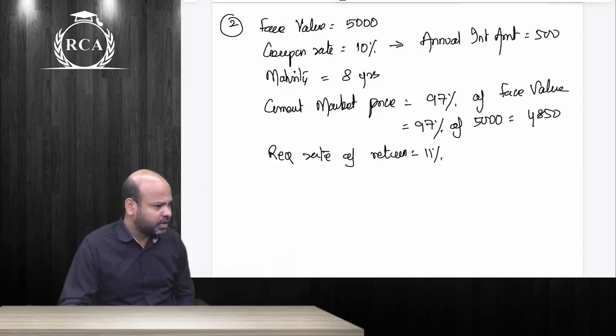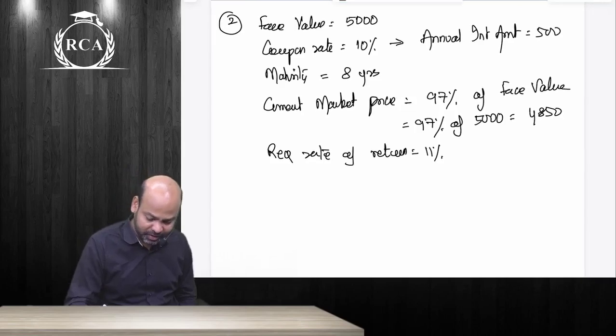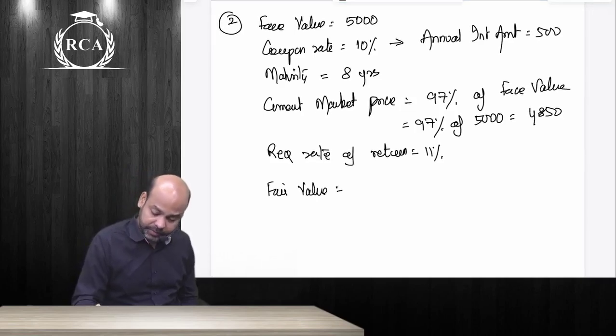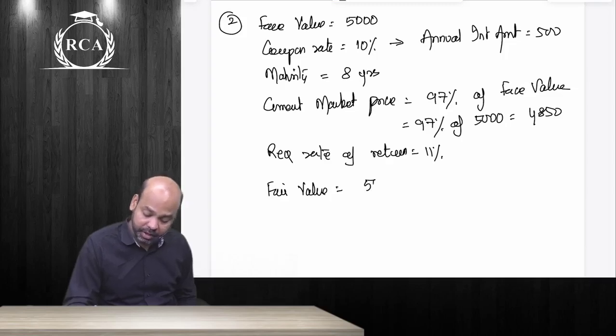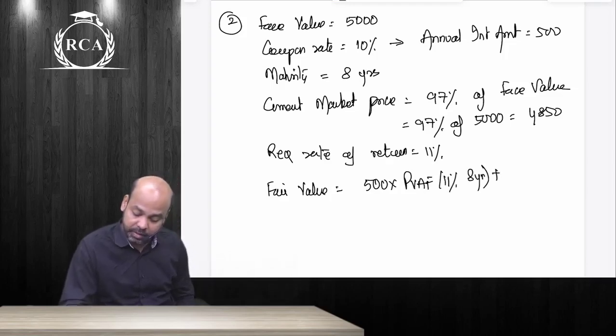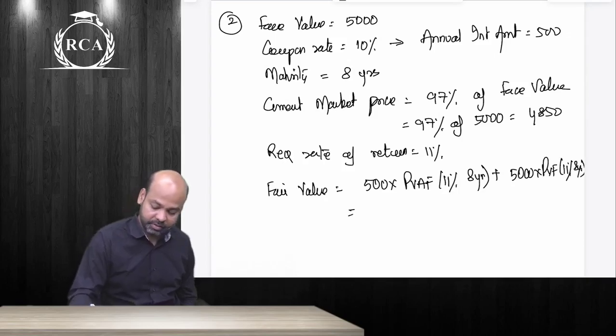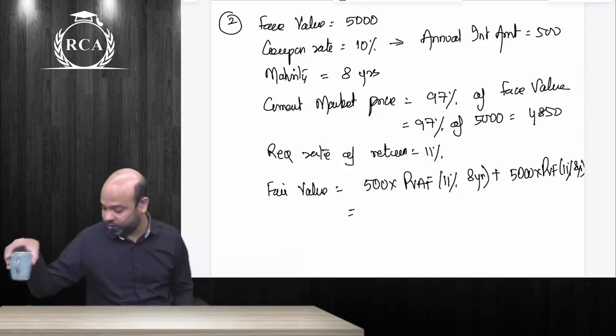Required rate of return is 11%. So how will you arrive at fair value? Fair value will be equal to 500 rupees multiplied by PVAF at 11% for 8 years plus 5,000 into present value factor at 11% for the 8th year. Sairam will answer first. Even if you're done, please wait.